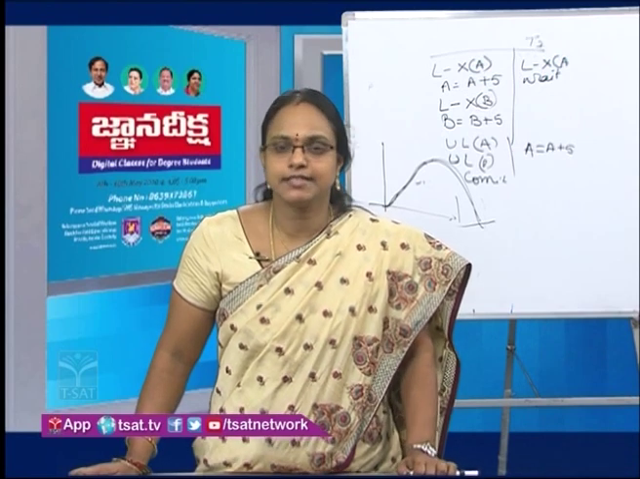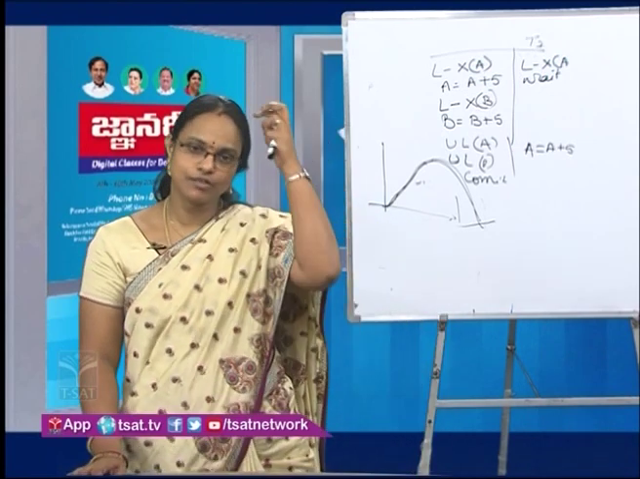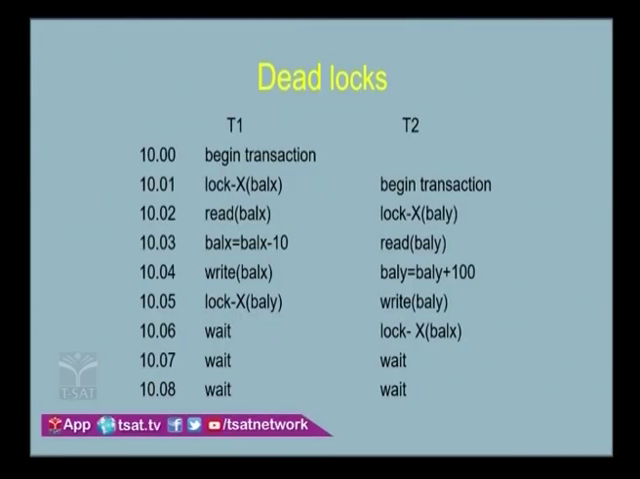So what is this deadlock? First of all, we'll see what is this deadlock. Just look at the slide. There are two transactions, T1 and T2. Transaction T1 wants to access balance X and Y. Transaction T2 also wants to access balance X and balance Y. Right, both are accessing the same database objects.